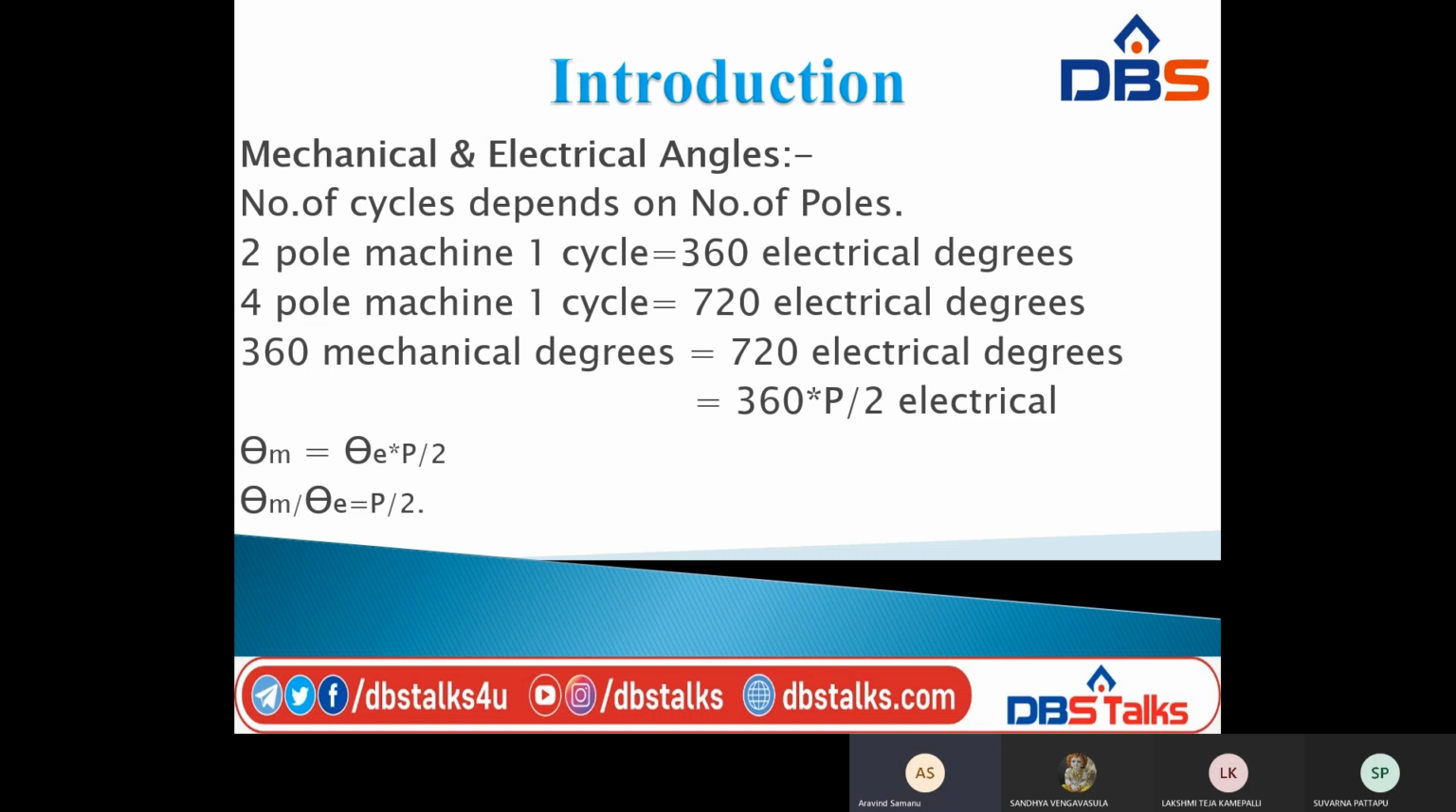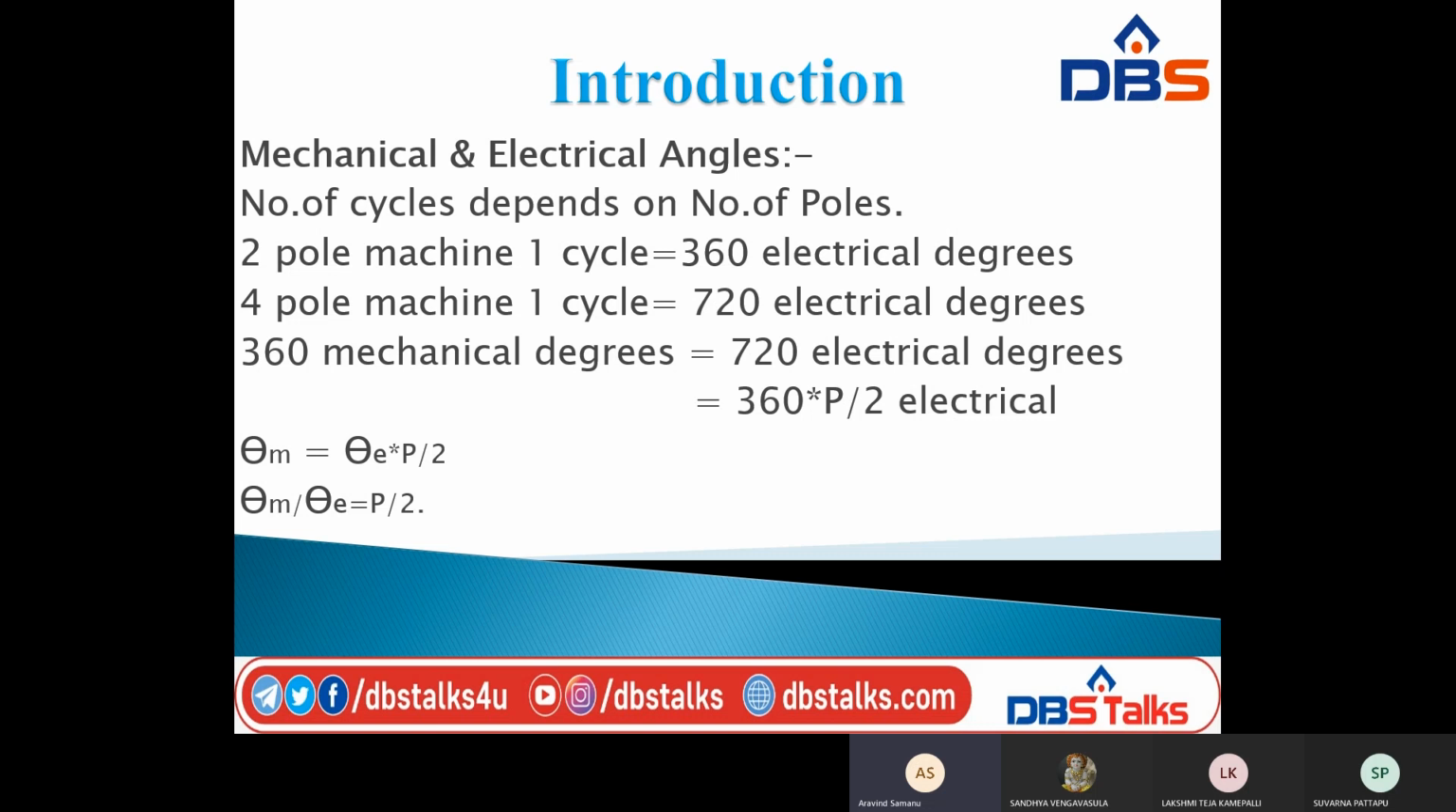If you want to take the 360 mechanical degrees into 720 electrical degrees, we have to use the formula 360 into P by 2 electrical degrees, where P is the number of poles. That means we have to convert the mechanical degrees into electrical degrees: 360 mechanical degrees into 720 electrical degrees.